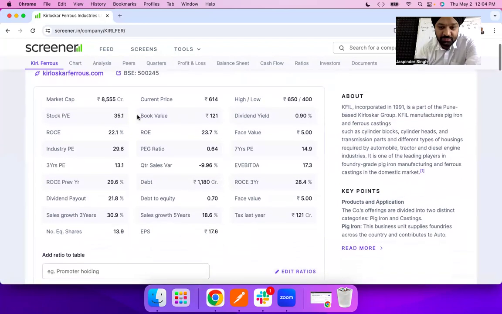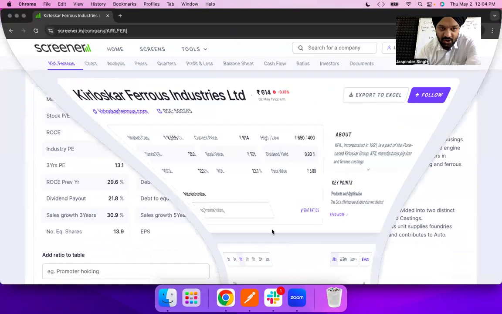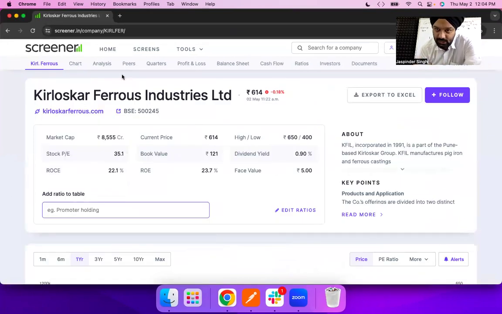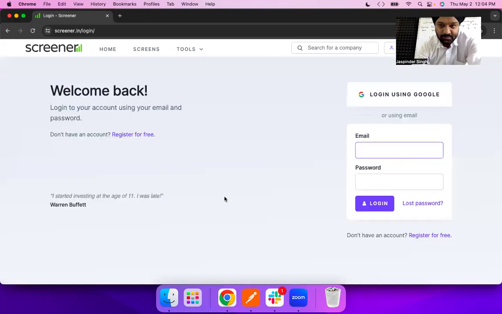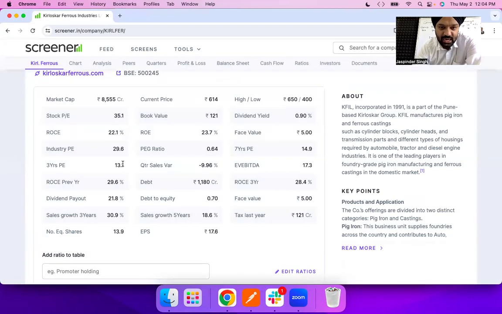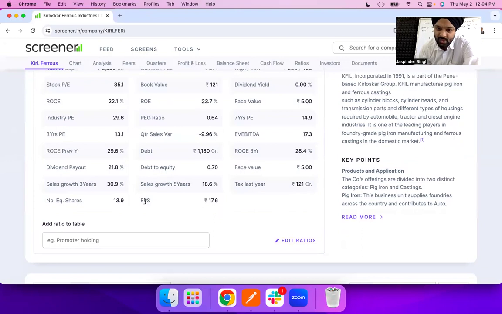All right. But when you make an account or open screener.in, there will be only a few basic ratios. For example, stock PE will be there, ROCE will be there, ROE will be there. We'll talk about all these ratios tomorrow or in subsequent videos. But if you want to add, then you can add earnings per share, EPS, right here. Okay, I need to log in, but don't worry about that. I have already shown you how to add. You can edit the ratios also.